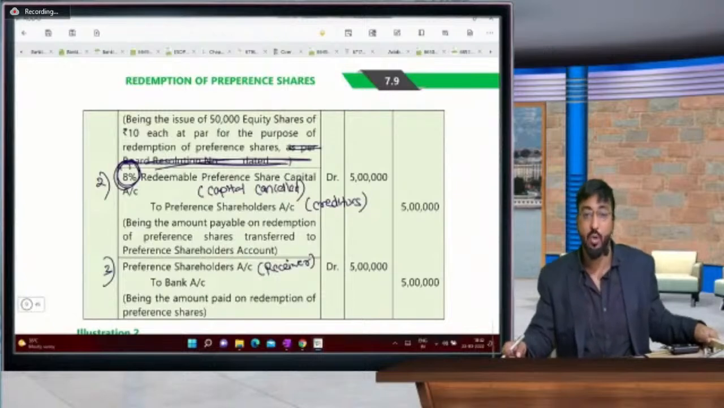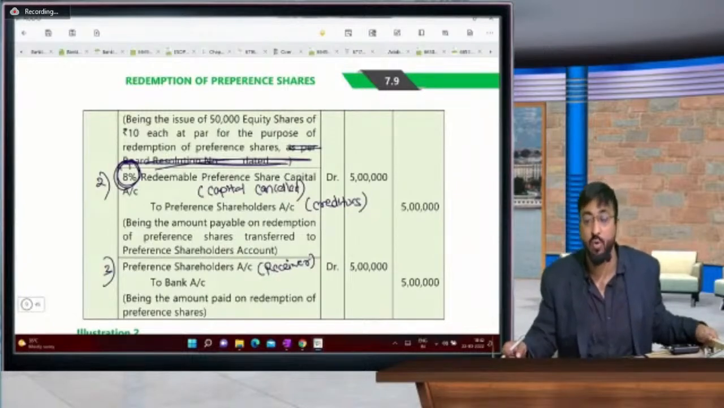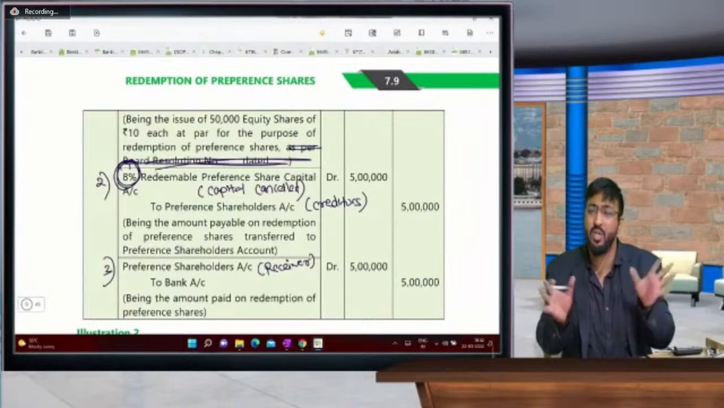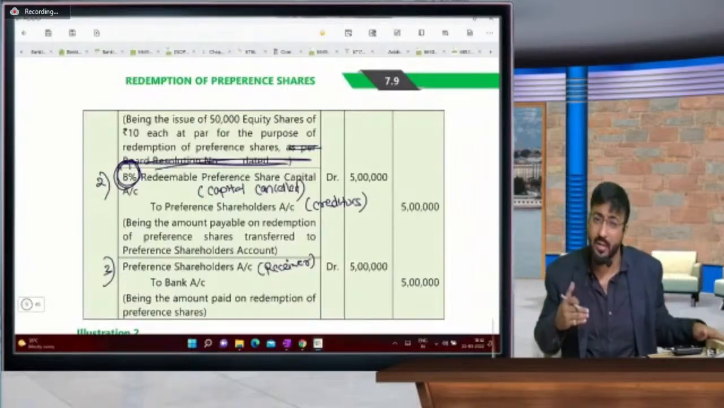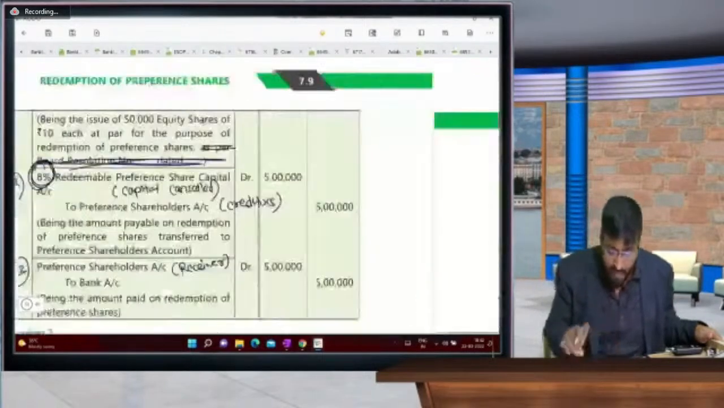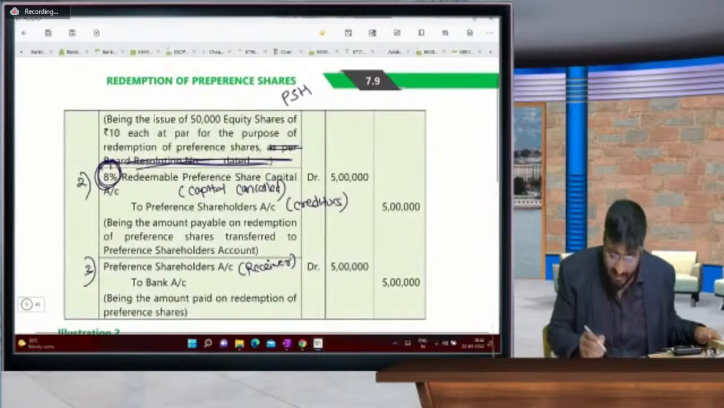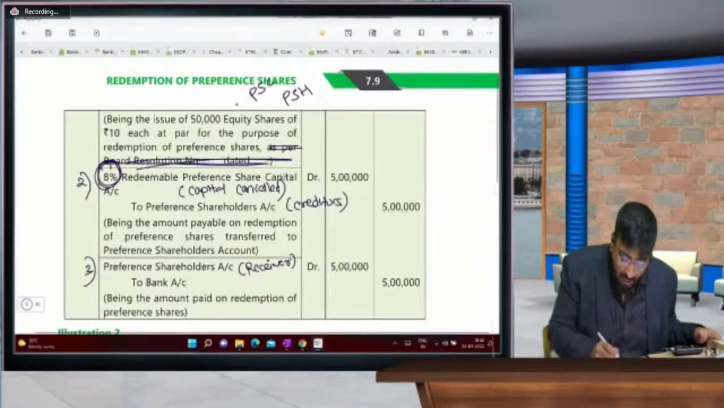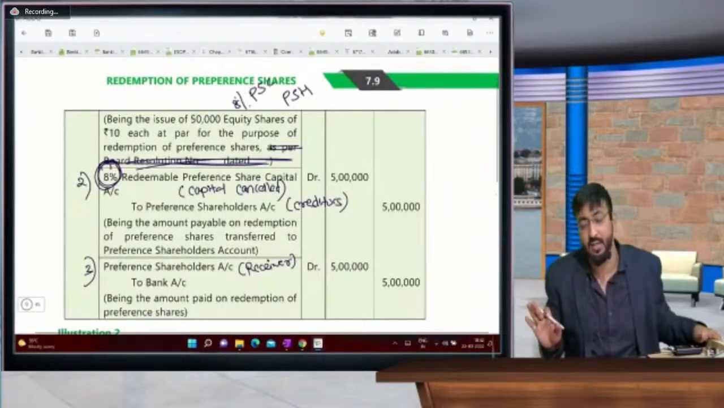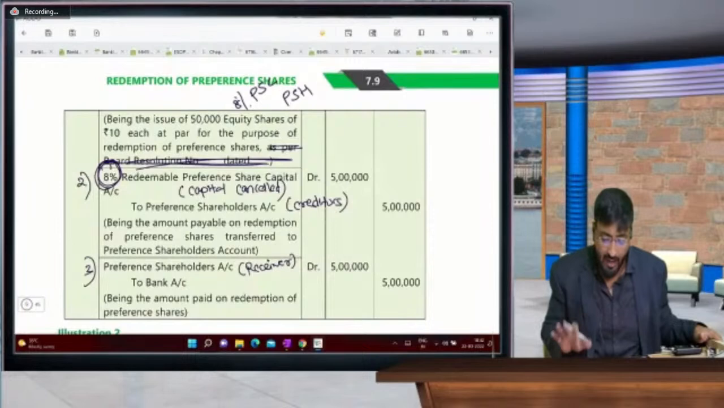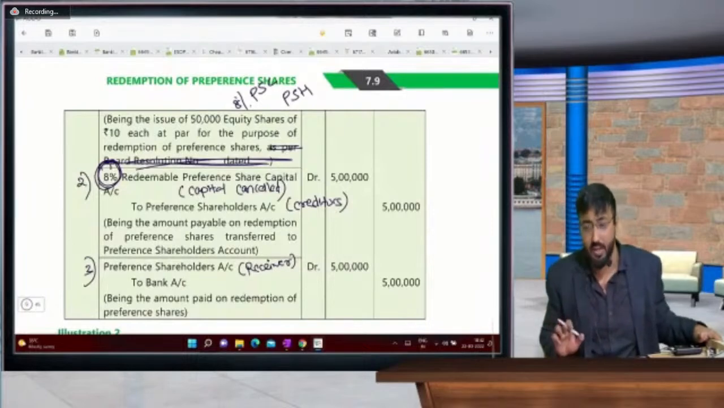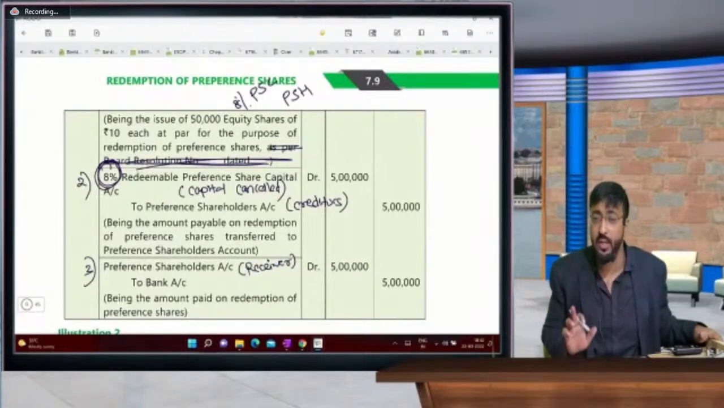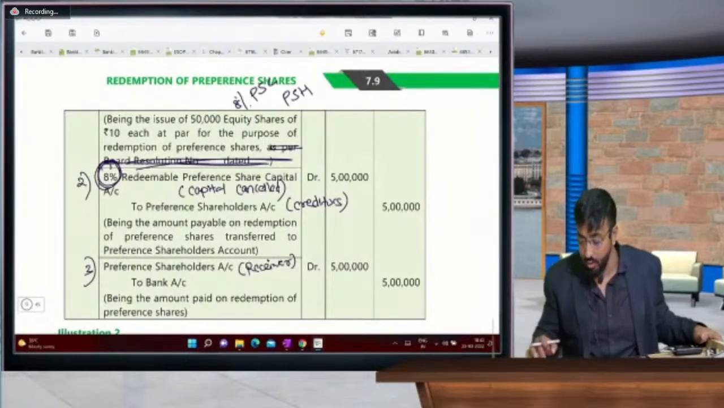So 1, 2, 3, all entries you have to write it in the comment section by using shortcut. I am not saying you write type whole thing. You can write PS holder, PSH. I can understand. You can write preference share capital, 8% PSE. I can understand. But everyone has to write it in the comment section, without looking into answer.